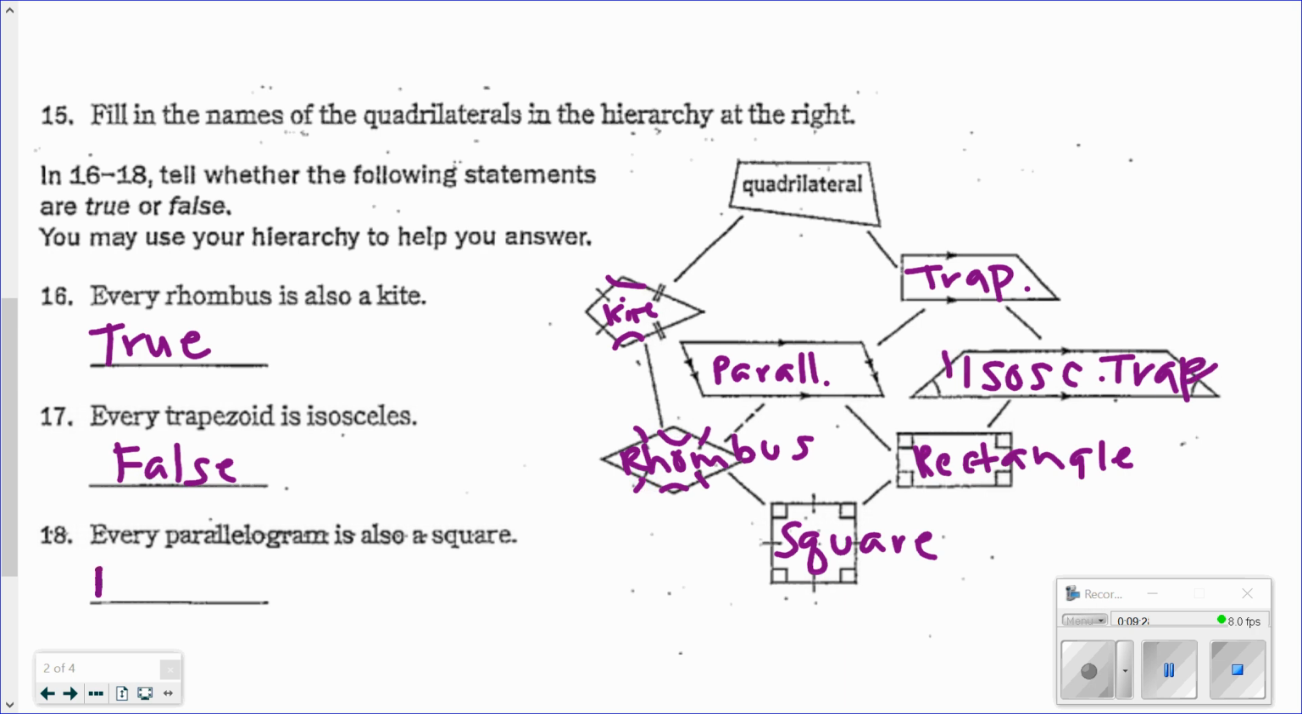That is false, because we know that there are different types of parallelograms, a rhombus and a rectangle. And by definition, a square is a rhombus, but a rhombus is not a square. Same thing with a rectangle. We know that a square is considered a rectangle by definition, but a rectangle is not a square.